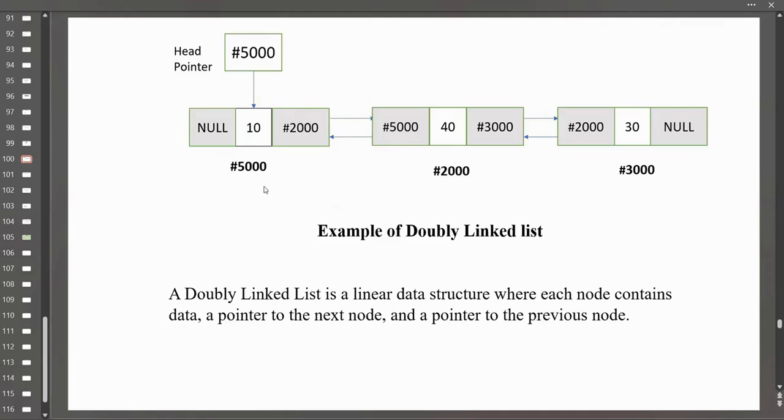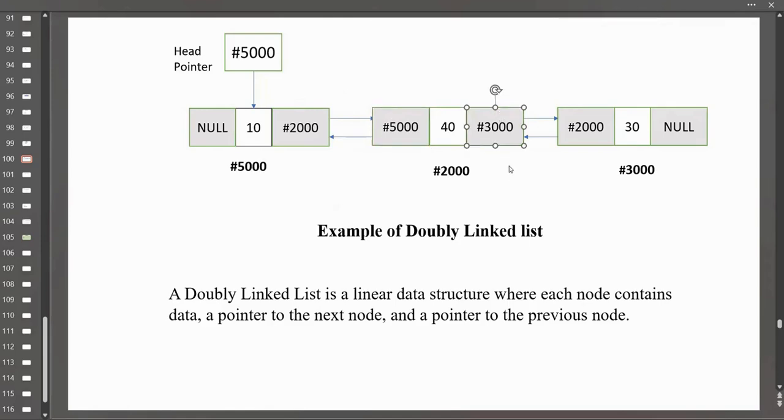Now let's take an example of it. Here we have 10, and here 2000. 2000 is the next node address, that's why we are storing it. But here I'm writing null. Why are we writing null? Because before this 10, we don't have any node. That's why we are writing null. Now this is 40. 40 is the data, right? 5000 is the address of the previous node. We have to store that here also.